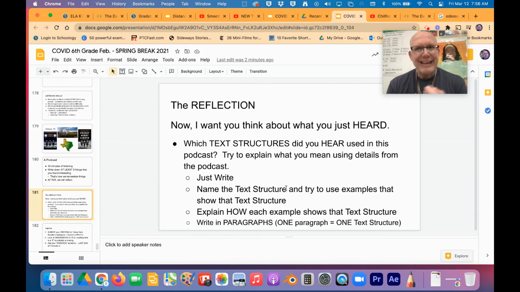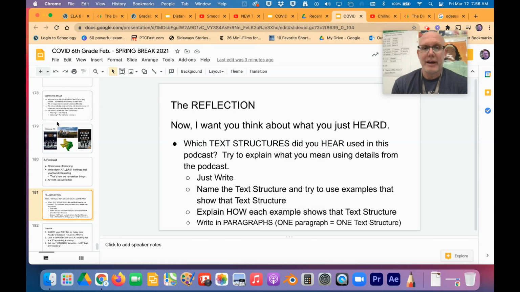So I want you to use exact examples. I want you to prove to me that you could hear the information that comes from this podcast. And so you have to explain how each example shows that text structure. And we are writing in paragraphs. So if you write in one paragraph, you're talking about one text structure that you heard, right? I heard cause and effect. And here's how I know. I heard this and this and this. Okay. If you switch to another text structure, oh, I also heard compare and contrast. That's a different paragraph. So you go to the next line and you indent, and that's another paragraph.